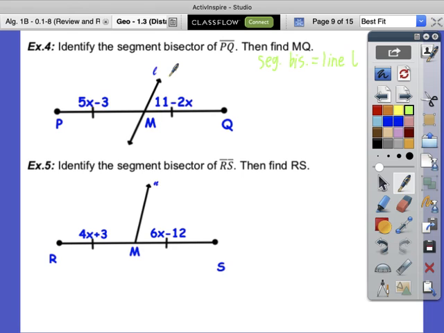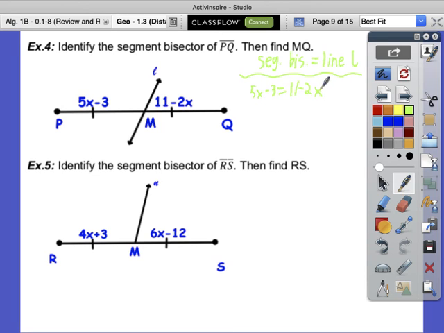Alright, so now, how can I find the measure of segment MQ? Can anyone help me find the measure of segment MQ? How would I go about that? Find the x of both sides. Okay, find x. So what was the equation you said? 5x minus 3 equals 11 minus 2x. That would be our equation here, okay? 5x minus 3 equals 11 minus 2x.